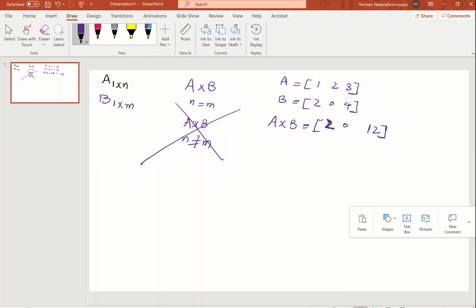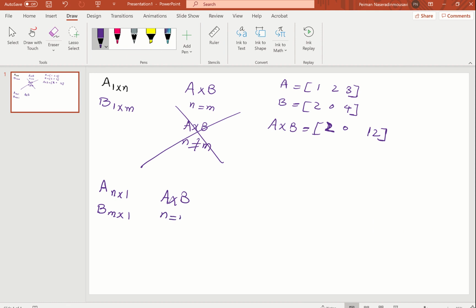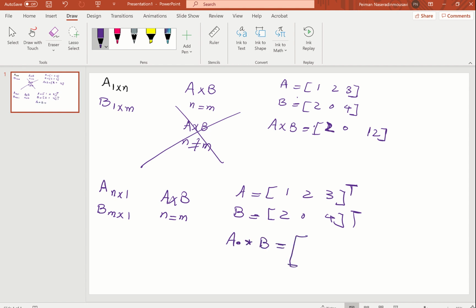This is valid for columns, A in m by 1, B in m by 1. Your A multiplied by B is achievable if n is equal to m. Then for this example, say your A, I'm saying again 1, 2, 3, it's a column, transpose, and the B is 2, 0, 4, transpose. So A, now you know in Matlab, is 2, 0, 12. Understand?